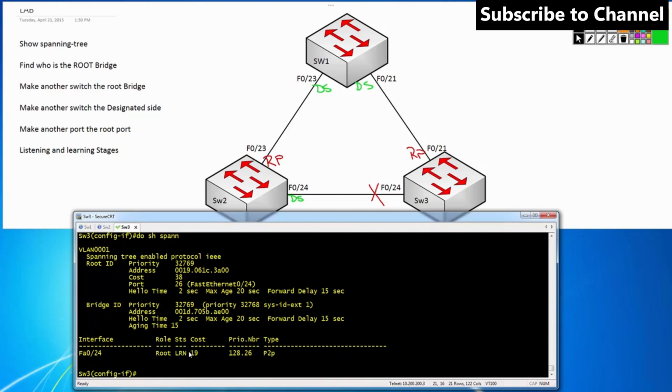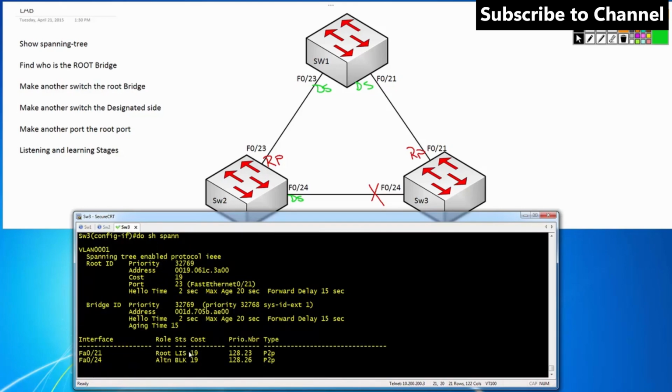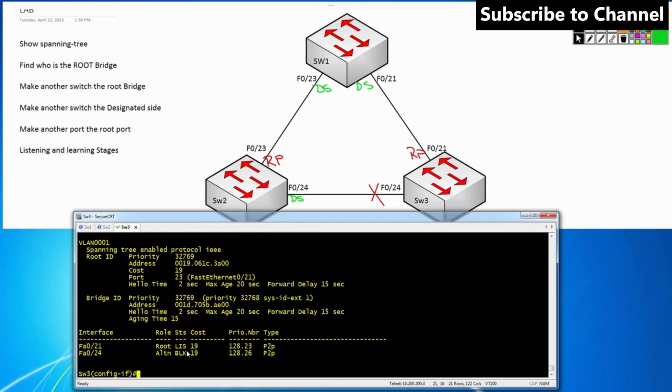See, just because it's an alternate port doesn't mean we just assume that it's okay to bring it up. We still have to go through these phases. So let's do a no shut on this port. Notice this becomes the alternate port, and then our root port that's trying to be the root port goes through the listening and learning stages again. That's pretty cool how that happens, isn't it?